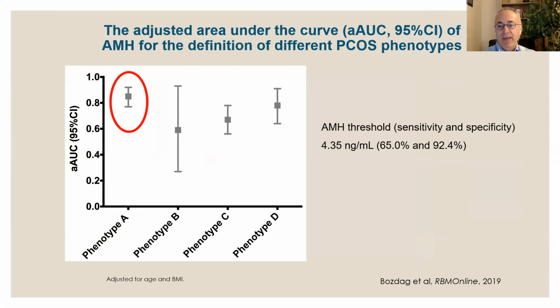So for phenotype A, the sensitivity and specificity would be 65% and 92%, and the cutoff level would be 4.3 nanograms per ml. So that's fair to use, but unfortunately, if you look at this graph for other phenotypes, B, C, and D, the predictability is quite low. So we cannot use AMH to define these phenotypes. So it's only fair for phenotype A.